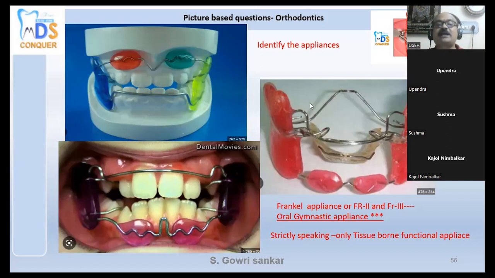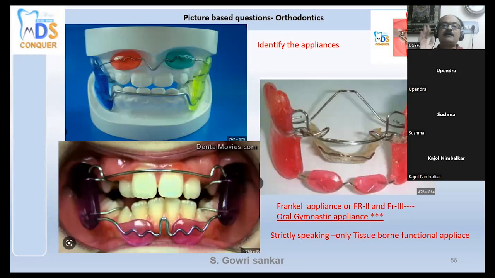And these buccal shields shield away the buccal musculature falling on the dentition, so they freely permit the expansion of the maxillary skeletal bone. So these are called buccal shields and labial shields. If they are present on the lower arch, it is called FR2, Frankel 2. That means it is trying to correct a class 2, growth modulation, growth modification.